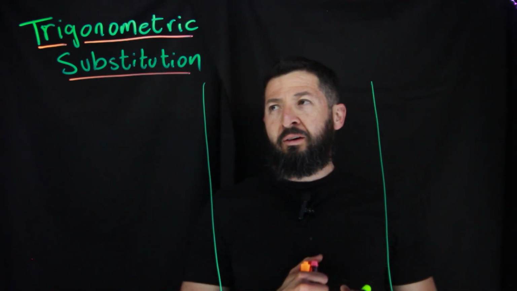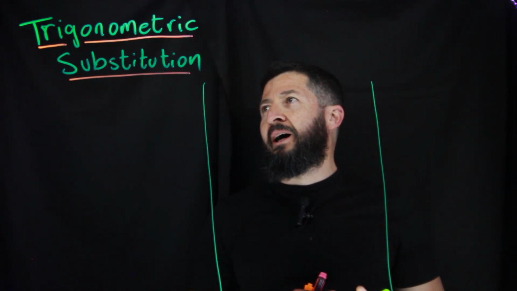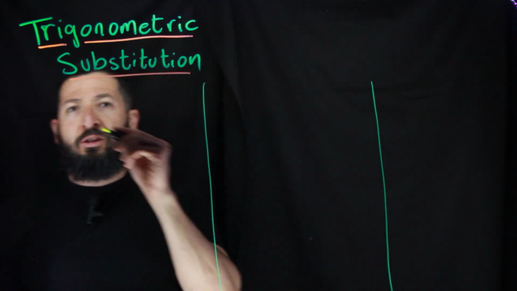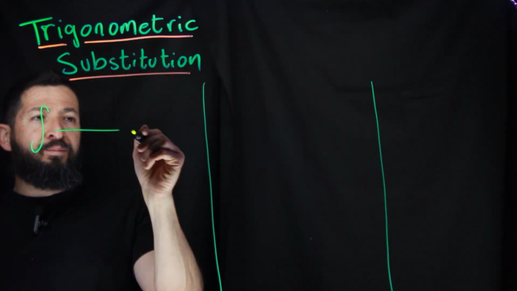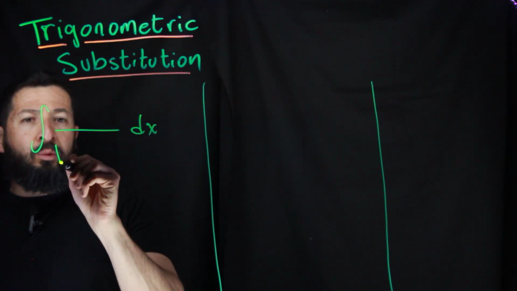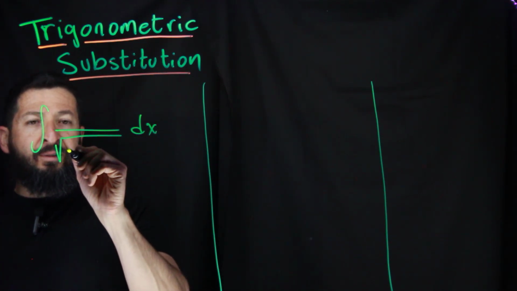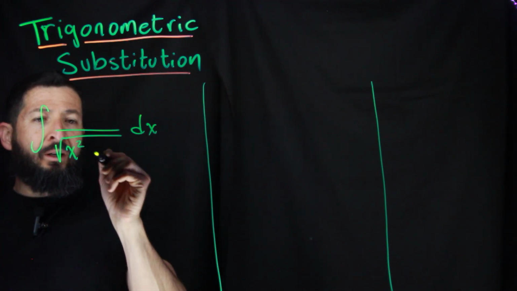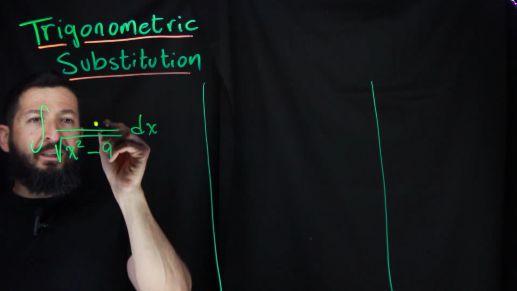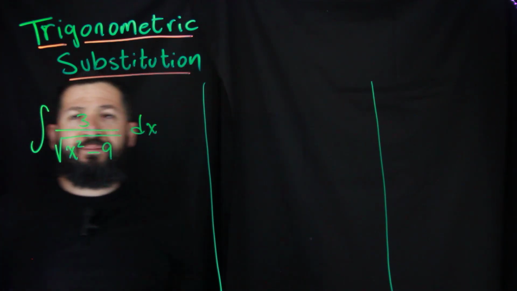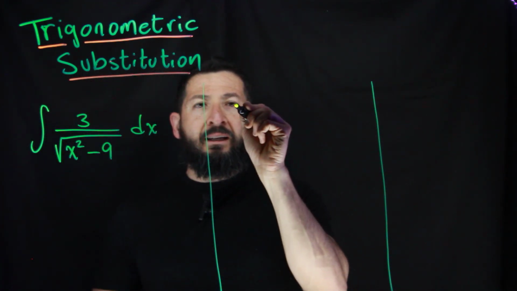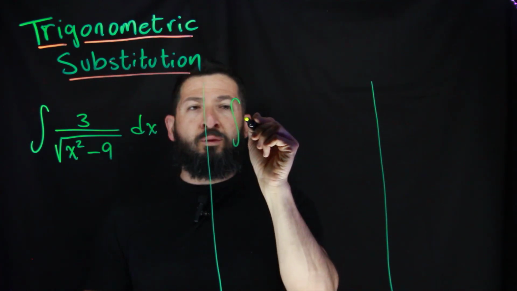Alright guys, so today we're going to talk about integration by trigonometric substitution. So we're going to have three cases. When we have some square root, let's say, of something that looks like x squared minus 9. And let's put here, I don't know, a 3. Something like that.